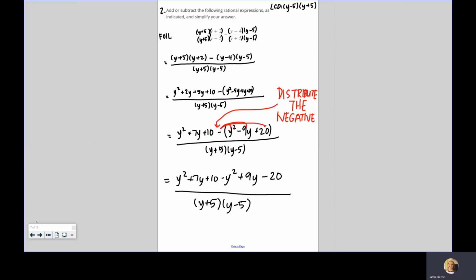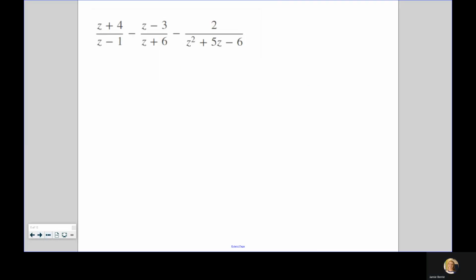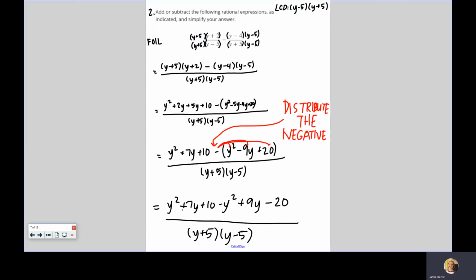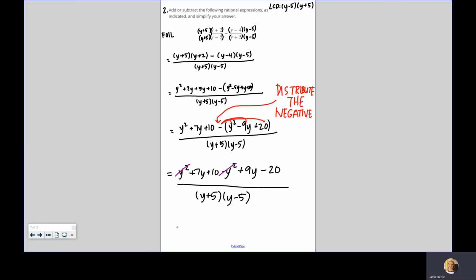All right, so let's combine like terms. We got a positive y squared and a negative y squared, so those cancel. Then we got 7y plus 9y, so that's going to be 16y, plus 10 minus 20, so that's going to be a minus 10, right? 10 minus 20. All right, and we're almost done.